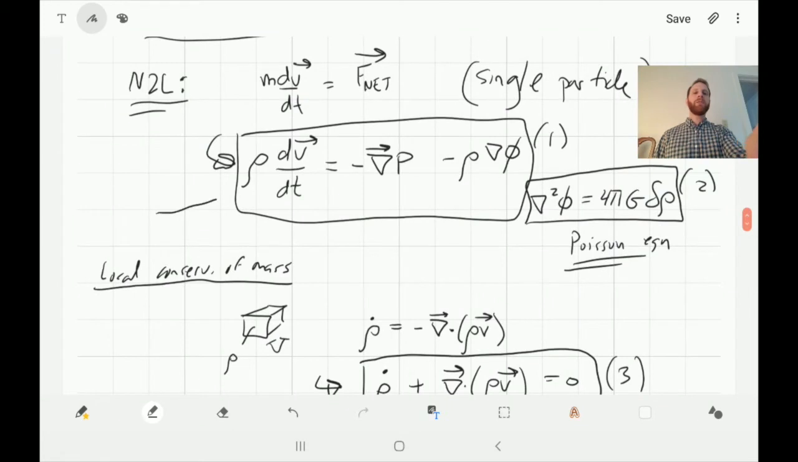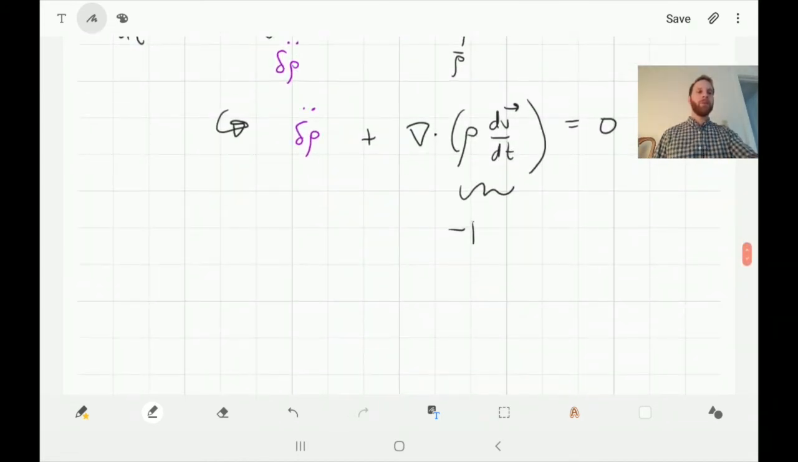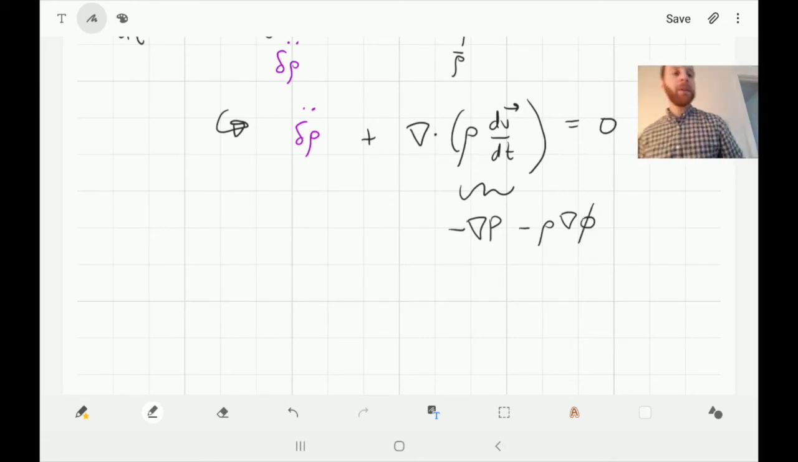And so I can replace rho dv dt with minus the gradient of pressure minus rho times gradient of phi. Now keeping in mind that again we're taking this to first order, minus the gradient in pressure. We'll get there in a second, so don't get too excited. Let's clean up what we have. We've got a delta rho.